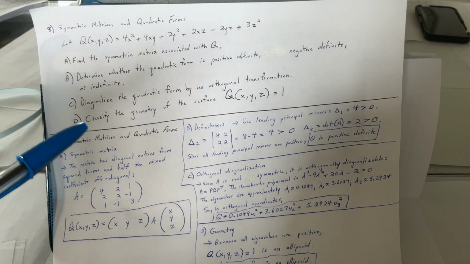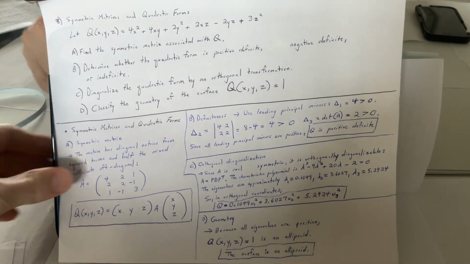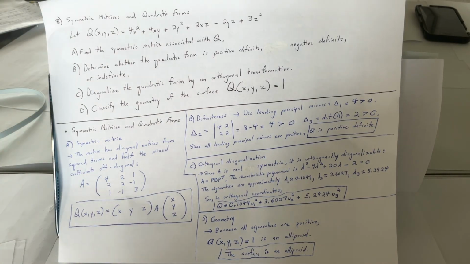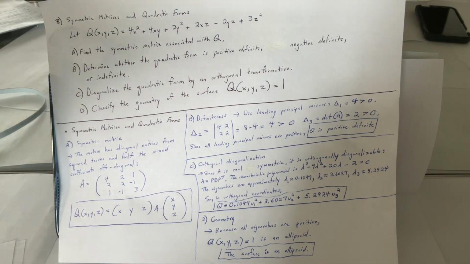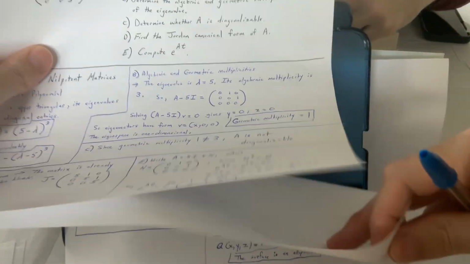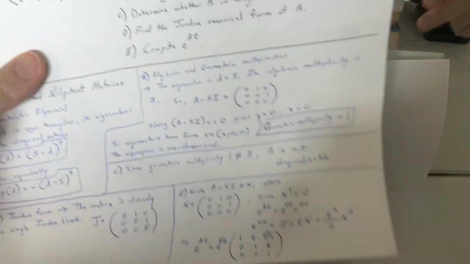Okay, and letter D, classify the geometry of the surface Q of x, y, z equals 1. Because all eigenvalues are positive, this happens to be an ellipsoid. So the surface is an ellipsoid, and that's all for number 8. Let's move along to number 9. Number 8 was symmetric matrices and quadratic forms.